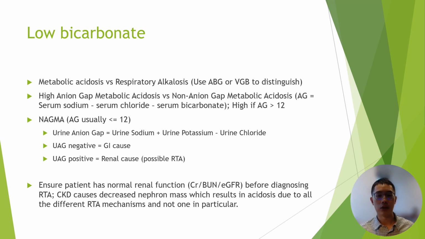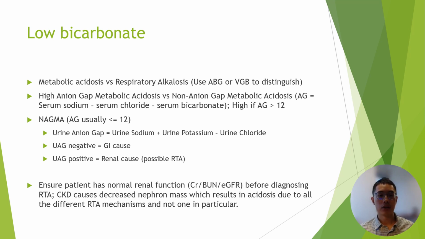Once we determine we are dealing with a non-anion gap metabolic acidosis, then we can calculate a urinary anion gap, which is the urine sodium plus the urine potassium minus the urine chloride. If this value is negative, then it is most likely a GI cause for your metabolic acidosis. Whereas if the urine anion gap is positive, then we are usually dealing with a renal cause, possibly an RTA in this case. So you can see here that there's a lot of steps to formally diagnose somebody with an RTA. And once you become more familiar with these laboratory tests, it does get easier and easier with practice.